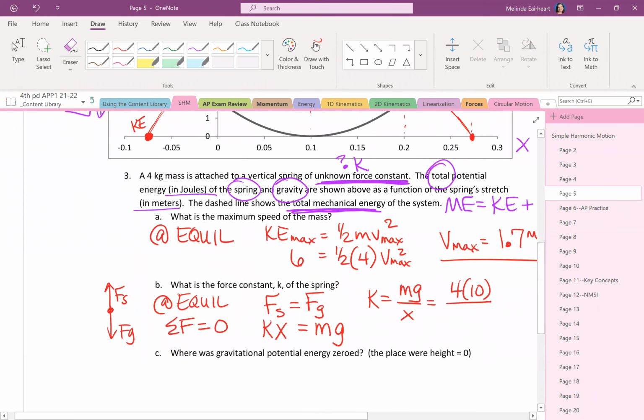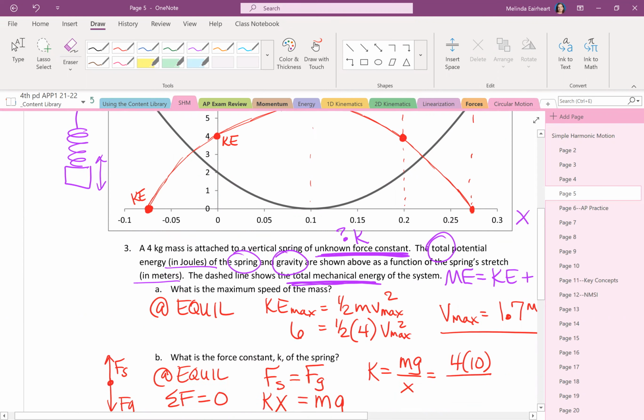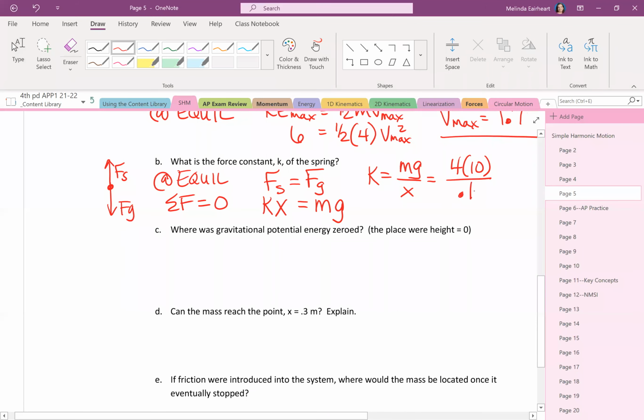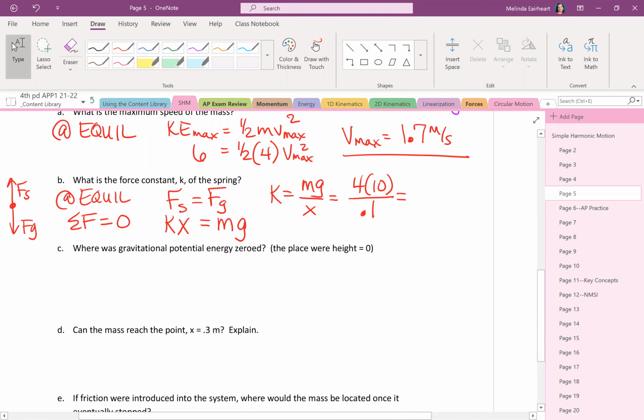It's in the graph. You got to go read the graph. They plot stretch distance. So we've already identified the equilibrium location. How much is it stretched? 0.1. Now, careful here. What do we get? You can move your decimals. 400 newtons per meter. Good there?